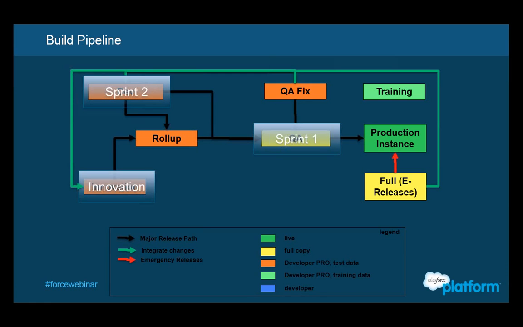At that time, we've got a requirement that we want to do some innovation in a separate sandbox. So we take the latest copy from the dev sandbox, and again, this is all through source control, and we create an innovation sandbox.